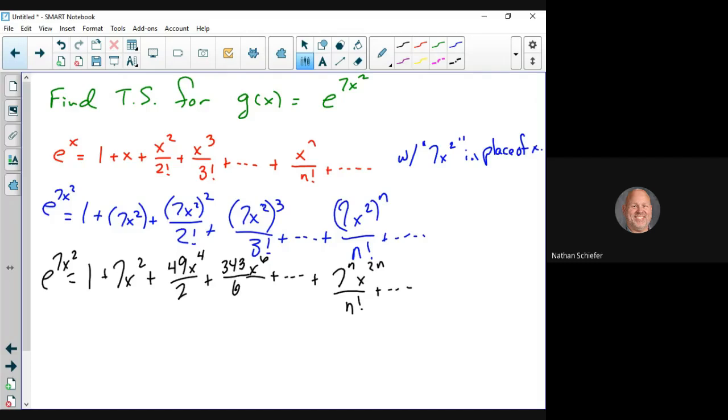Make you feel better? Yeah. Okay. Yeah, I mean, you don't have to write that out. But I just know that e to the x is this, and you should as well. So if that's e to the x, e to the 7x squared would just be this with the x replaced with the 7x squared. If you want to write that down, by all means do that.